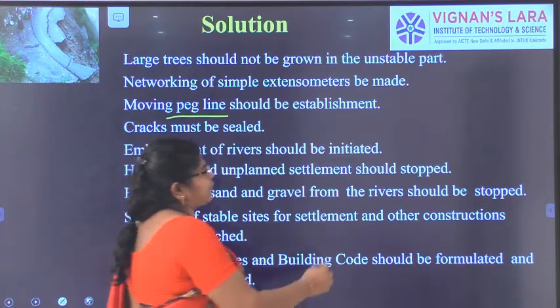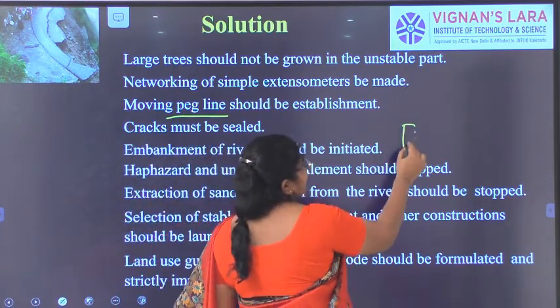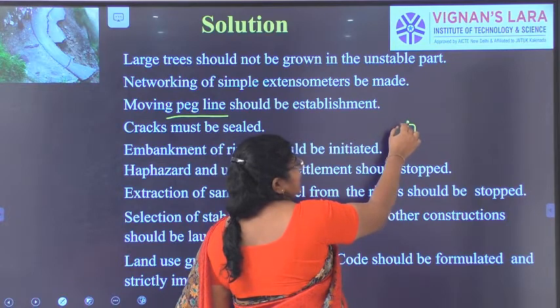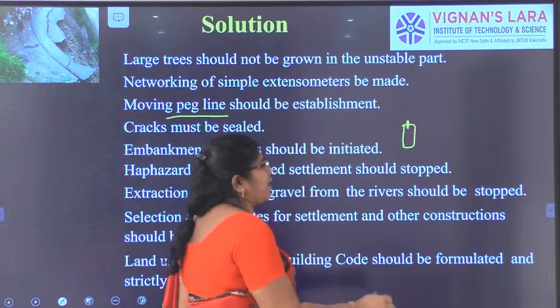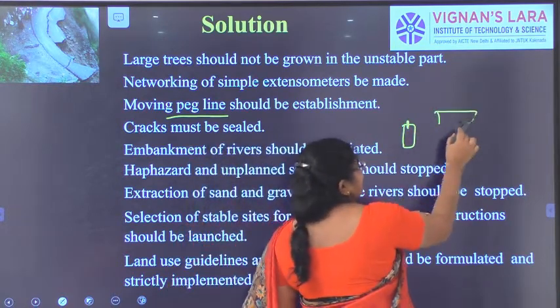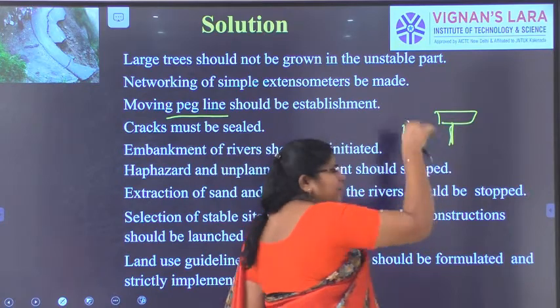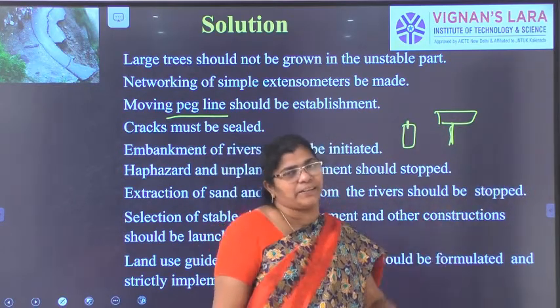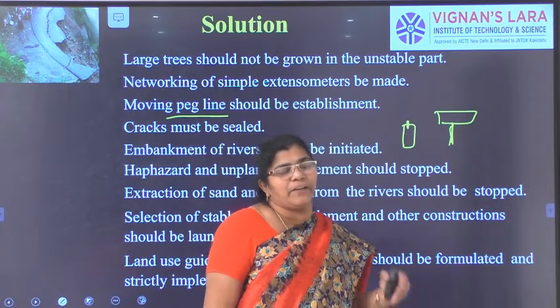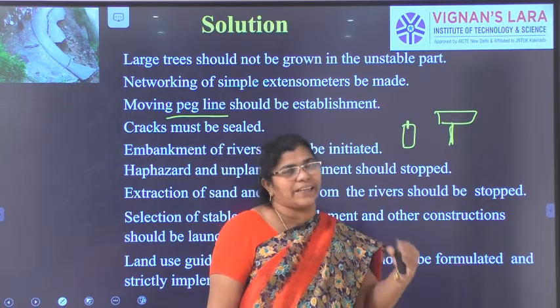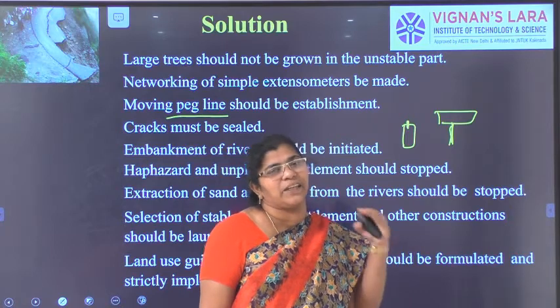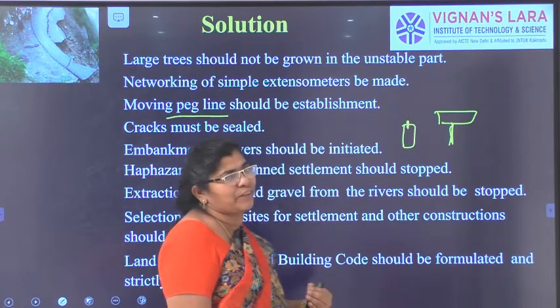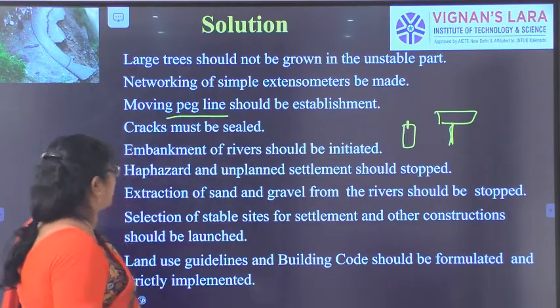Peg lines are nothing but small indicators, where they will keep pegs like this. They will put pegs in with nailing, and they will have the indication of the peg lines. And they will keep checking whether this peg line has any changes, any disturbances, any movement. Depending upon that, they will find out whether there may be another landslide.